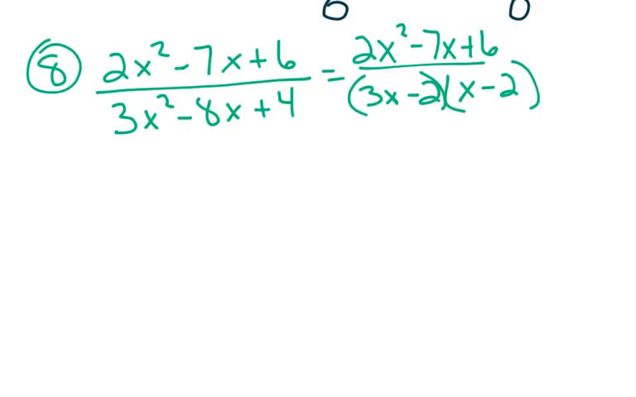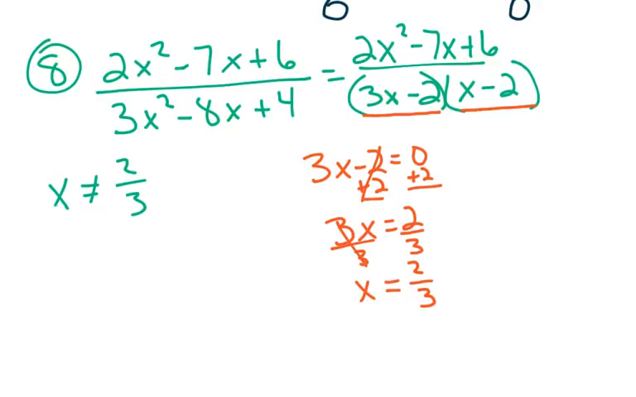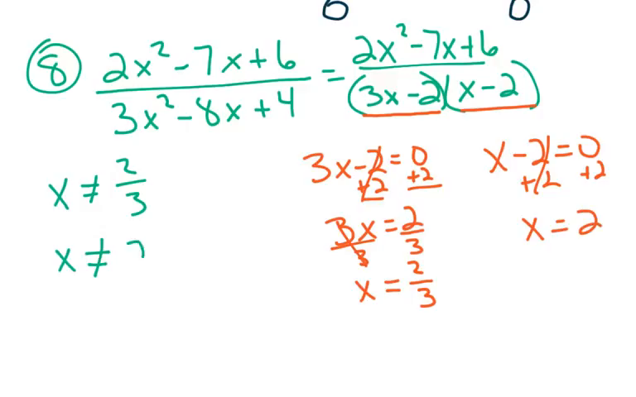So I am going to look at this factor and this factor. So 3x minus 2 equals 0. Add 2 to both sides. I get 3x equals 2. Divide both sides by 3. I get x equals 2/3. So one of my restrictions is x can't equal 2/3. Then I am going to take my second factor. X minus 2 equals 0. Add 2 to both sides. X equals 2. So x cannot equal 2.